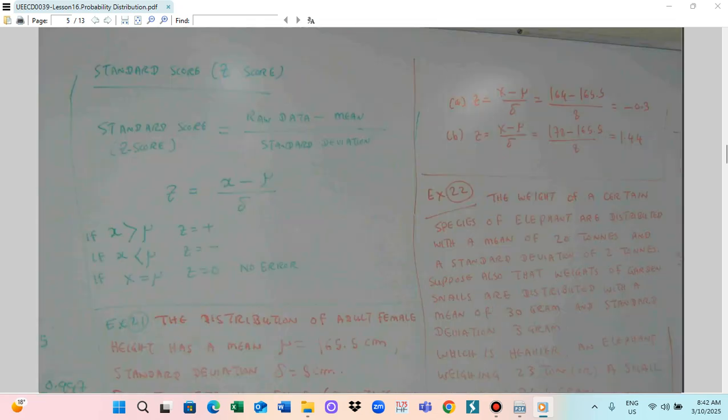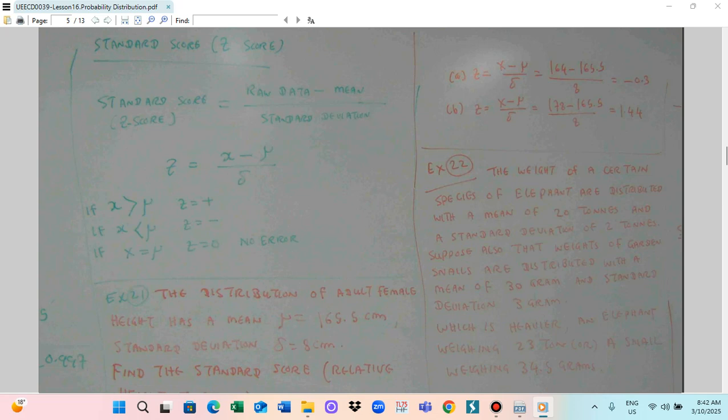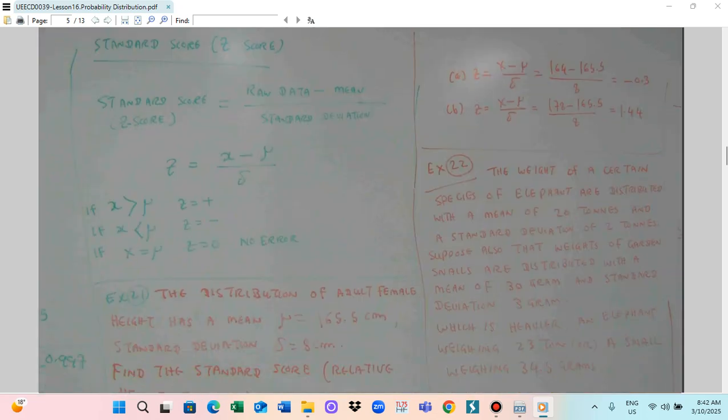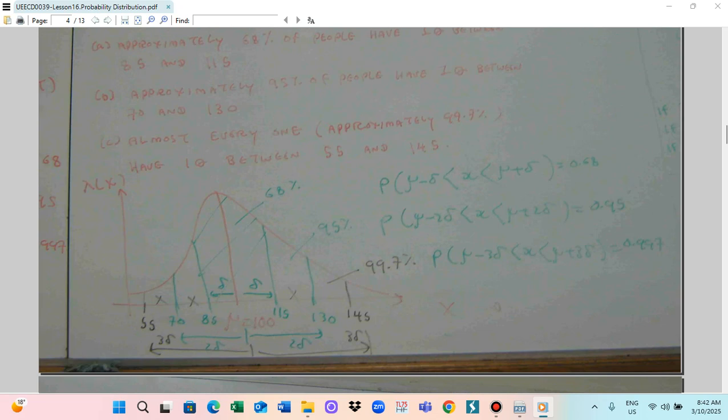So the next one will be the Z score. Z score means the standard score. Standard score means that, in this graph you can see 55, 70, 85, 115, 130, 145. These are the standard values, but you can pick any value here, and then you can substitute it into a formula.